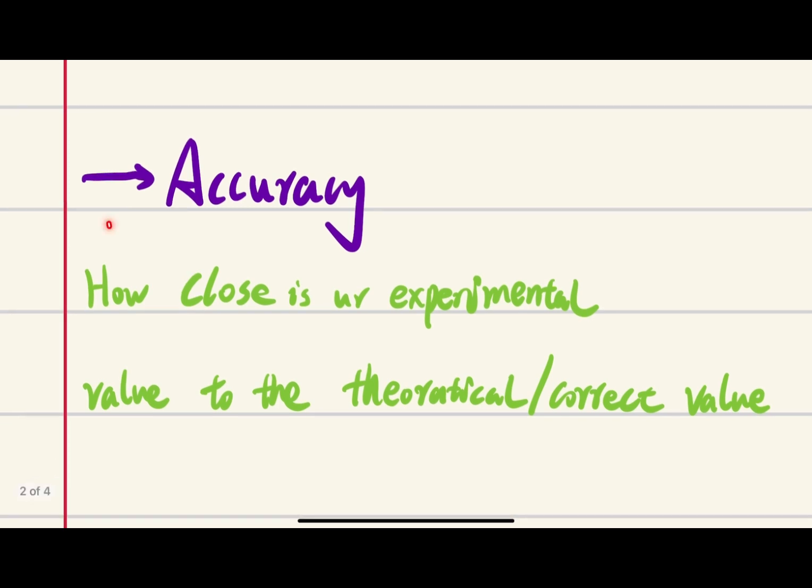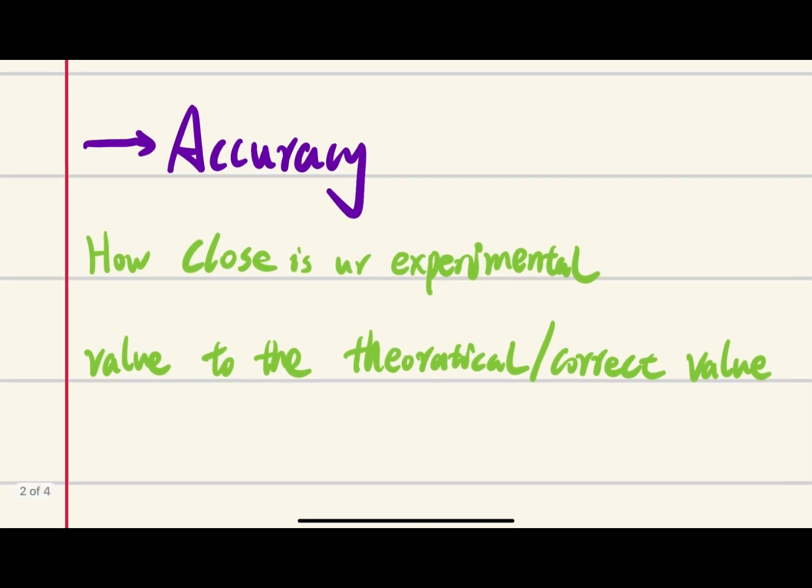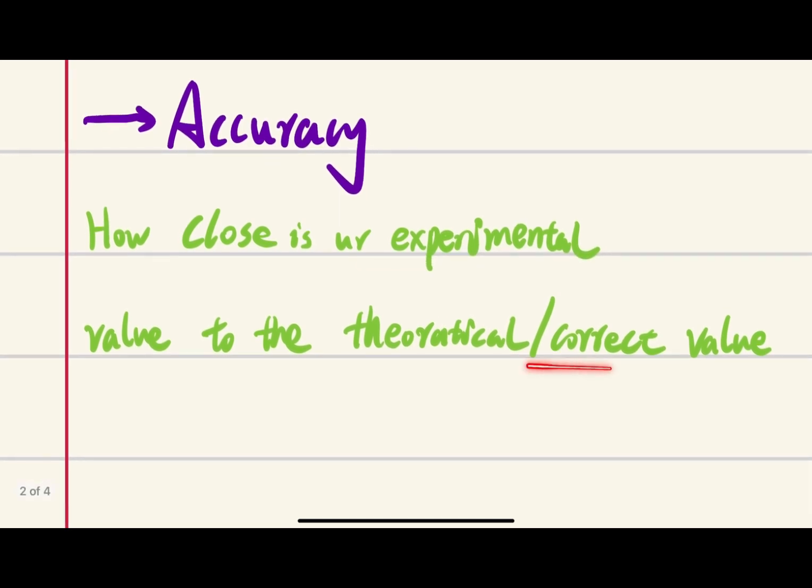In physics, when we talk about the idea of accuracy, we mean how close your experimental value is to the theoretical, which is the correct value. What does that mean? When you're doing your experiments, there will be values that you get from your experiment, and you compare the value you got to the correct value, to see how close they are.